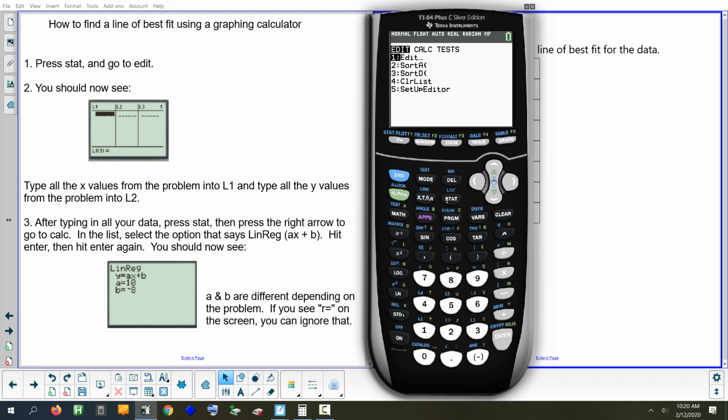When you press STAT, you should see this screen. Options 1 through 5. Anybody not see that? If you didn't press anything else, the first option should already be highlighted. Option 1 says edit. Okay? So all you have to do is press the number 1, and now your screen should look like that. If you press option 1, your screen looks just like that. Okay? What this is, it's a table. It's just like a table from our notes. X's are going to go in one column, Y's are going to go in the other. That's all that it is.